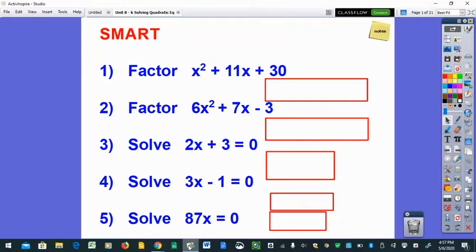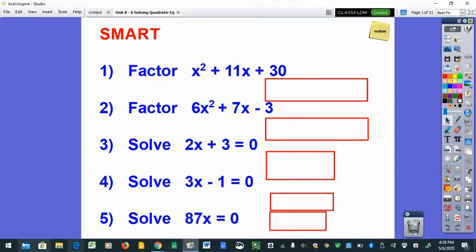Okay, everyone, let's start today with a little bit of review that's going to help us as we go forward in our new material. So I'd love for you to take out a piece of paper. These would be our smart problems if we were in class. And I'm asking you to factor the two quadratic trinomials in 1 and 2.